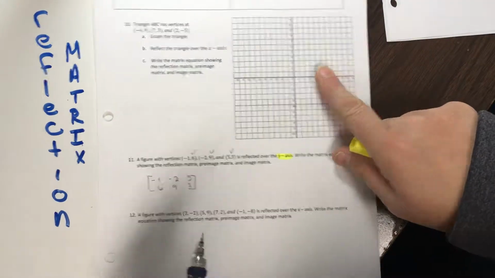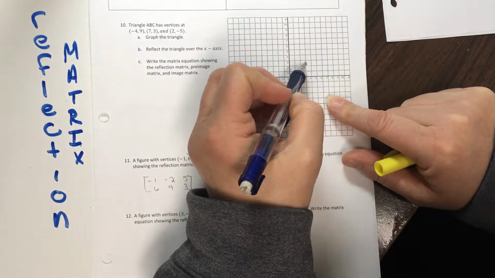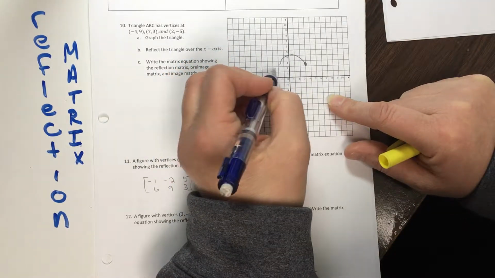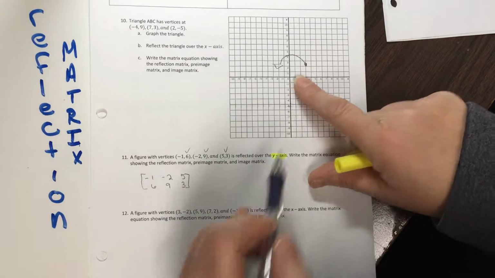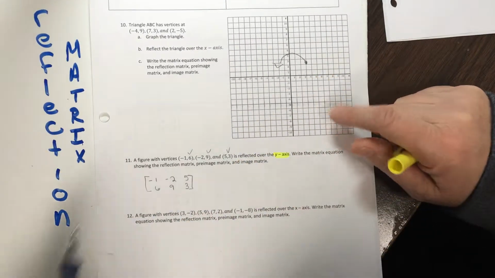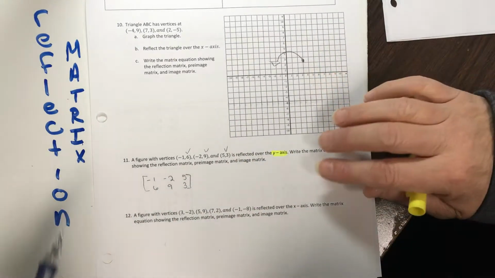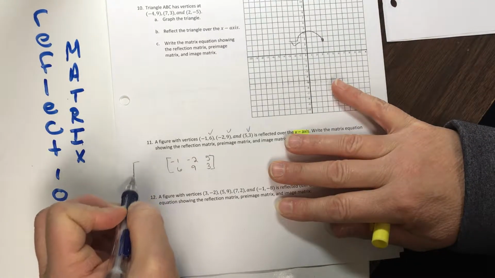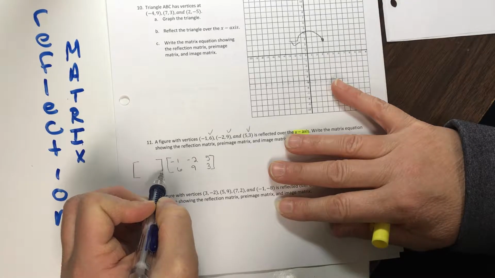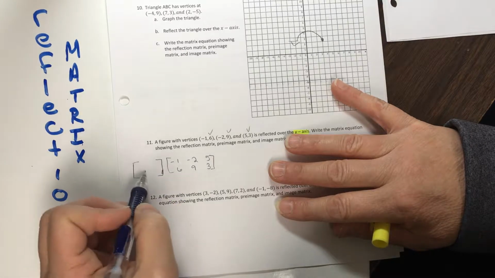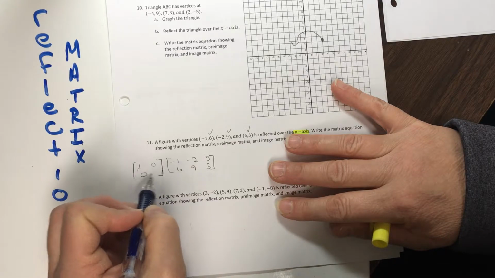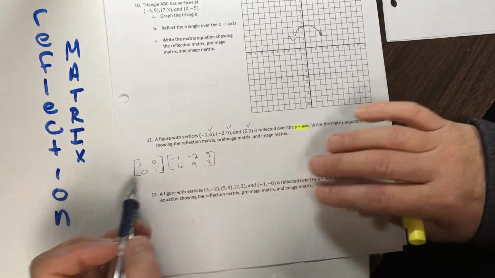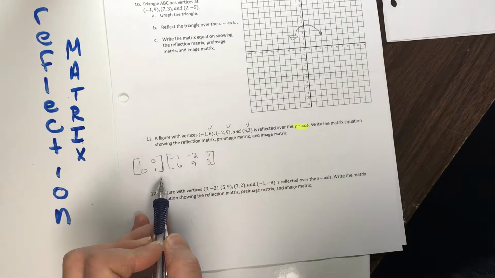So if it's a y-axis reflection, it's going from here, this area, over the y-axis to this area. So my x's would change their value. My y's would not change their value. So I need to set up the reflection piece that when I multiply, it'll allow me to reflect. Okay, so this is what I'm going to multiply by.